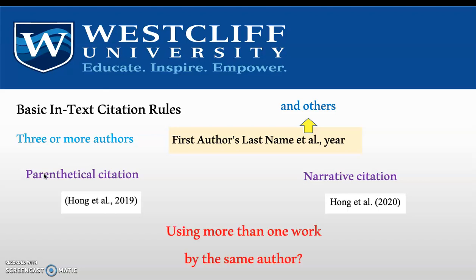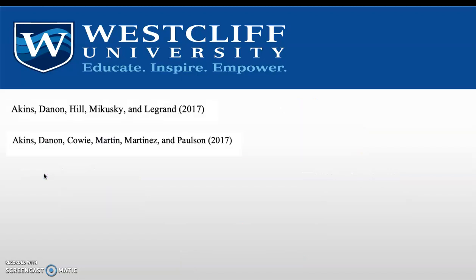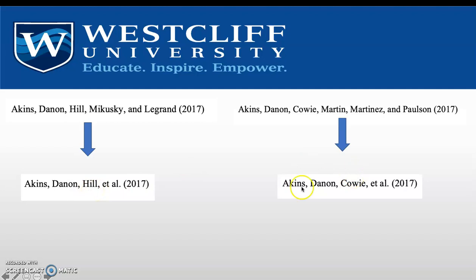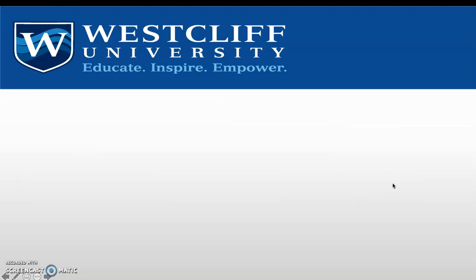One thing that can occur with this is if you're using the same author, let's say they've written 2 articles. So in this example, I have Akins and Dannon, who are authors on both of the articles that I want to use. Technically, with APA 7th edition, I would just need to write Akins et al. However, I don't know which work that refers to here. So to avoid confusion, you want to list as many authors as is needed to distinguish. So here we know that Akins and Dannon were involved in both works, so I need to write Hill in order to distinguish them. Same thing here, I need to write Cowie in order to distinguish, and then I can just write et al., or "and others."